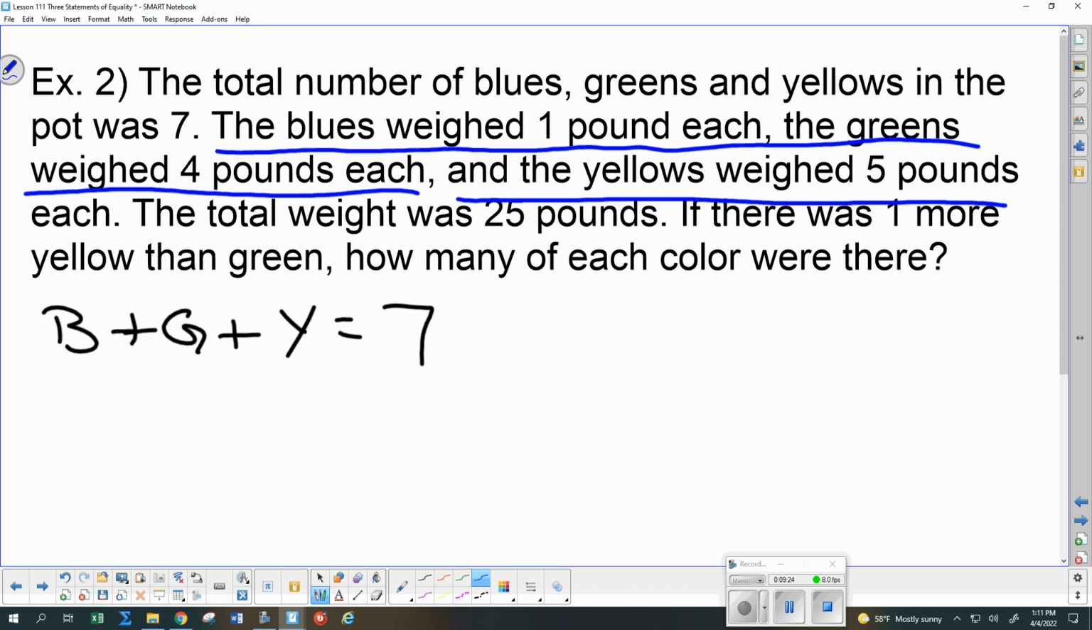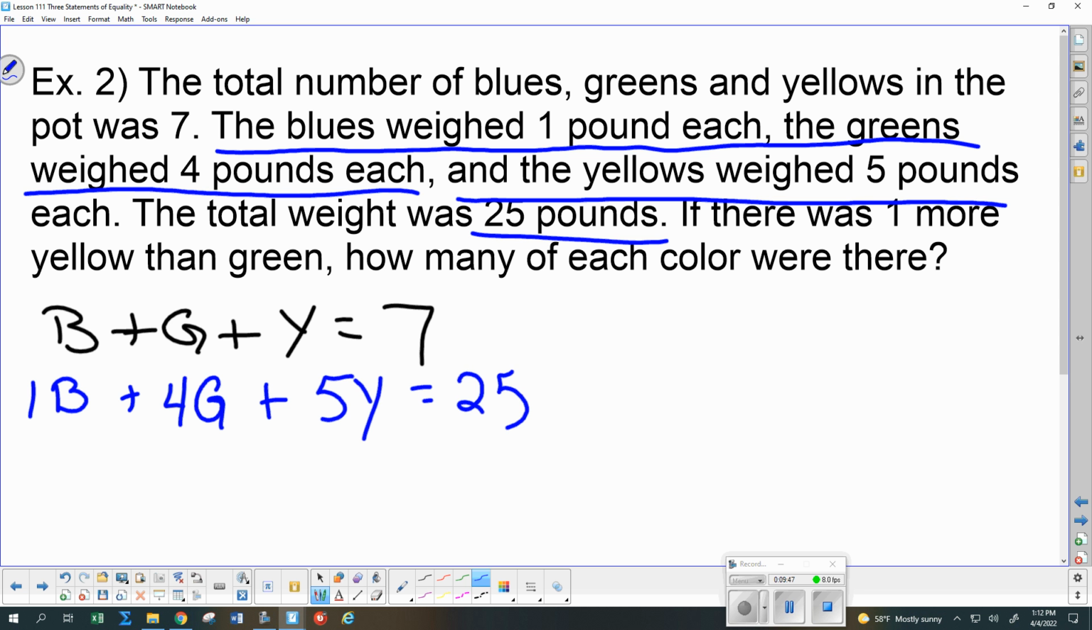So what are you doing? Multiplying by 4. So to get those green weights, you took how many you had times 4. So the blues only weigh 1. You can write the 1 or not in front of it. If the yellows weigh 5 pounds, what should I write for the yellows? Plus 5y, and the total weight is 25.